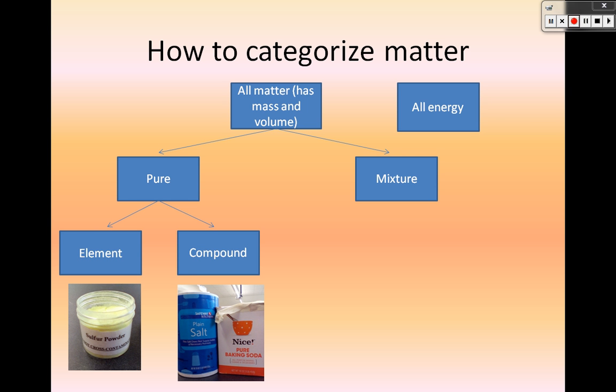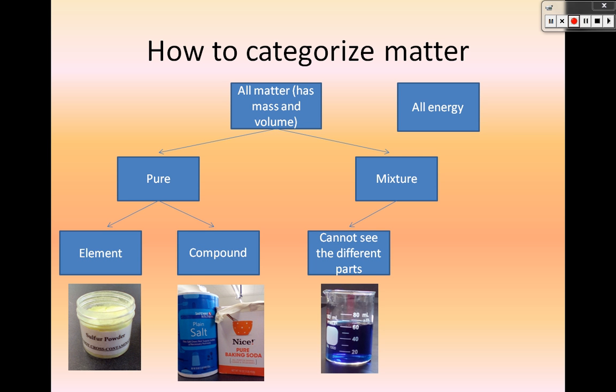Then on the other hand, we have mixtures that are made of more than one substance. So we have 2 kinds. We have kinds where you can't see the different substances in it. So like, here's a beaker of water with food coloring. You can't look in that and see the particles of food coloring. It all looks to be the same thing, even though it's a mixture.